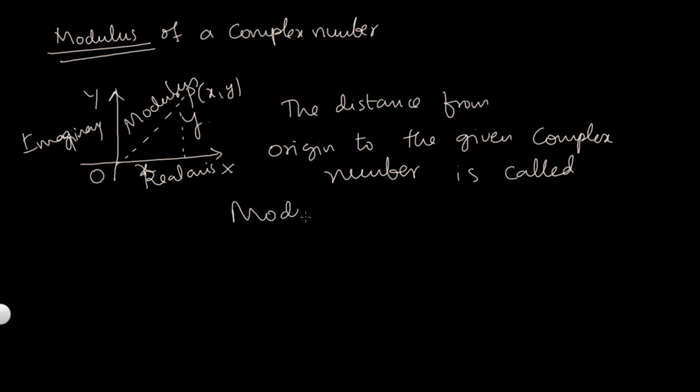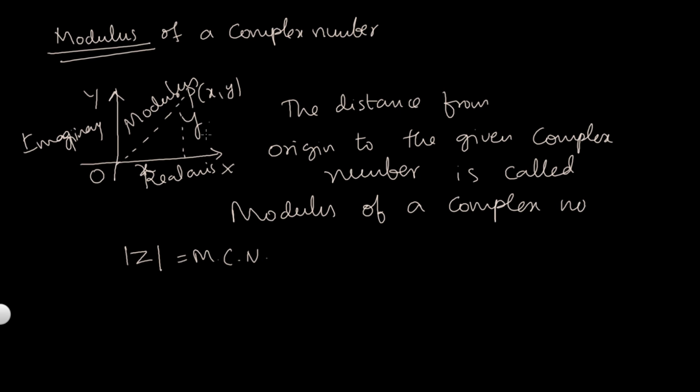Modulus of a complex number is denoted by mod z. Mod z means the modulus of a complex number. The total distance we already know, that is x, and the perpendicular distance means y.